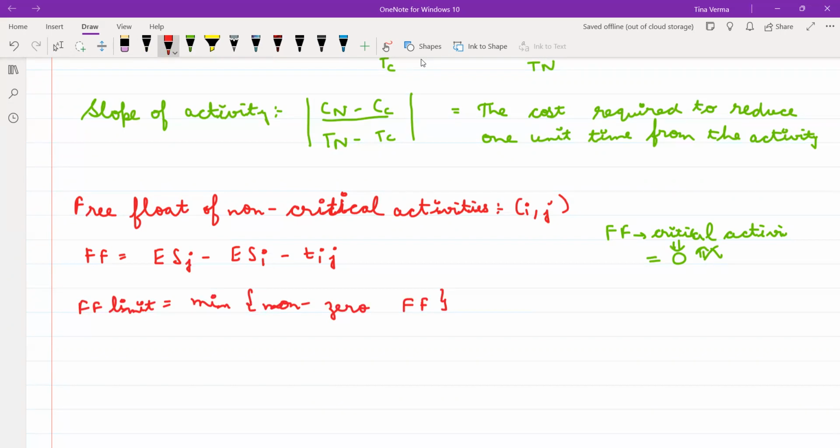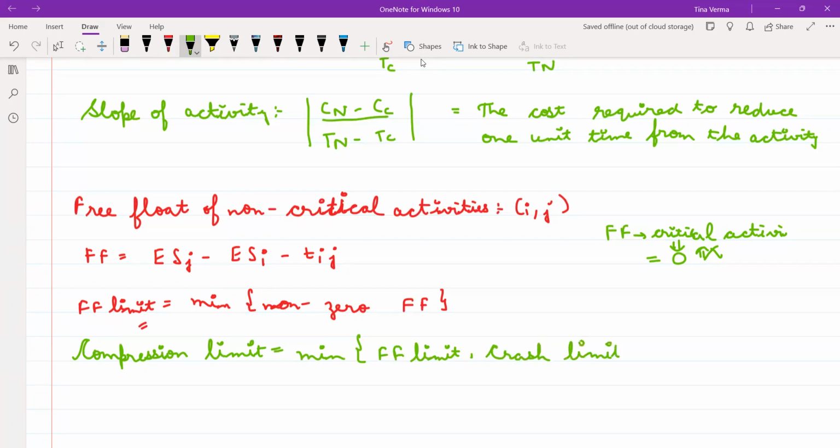जो आपके नॉन जीरो आ रहे होंगे सारे FF, उसका अगर आप मिनिमम लोगे that will be your FF limit. And the last is the compression limit, that is how many days or minutes you can reduce from your project so that the project will complete in the minimum time. So that will be the minimum of FF limit and your crash limit. Is it clear?